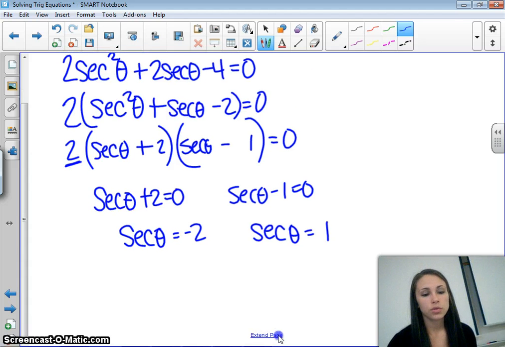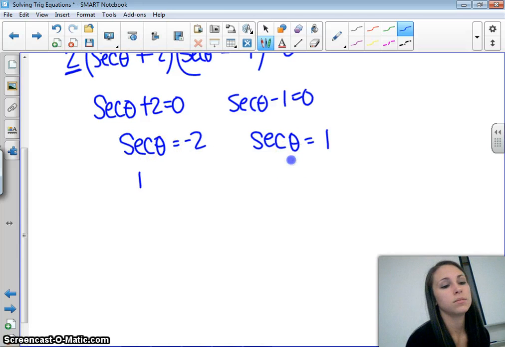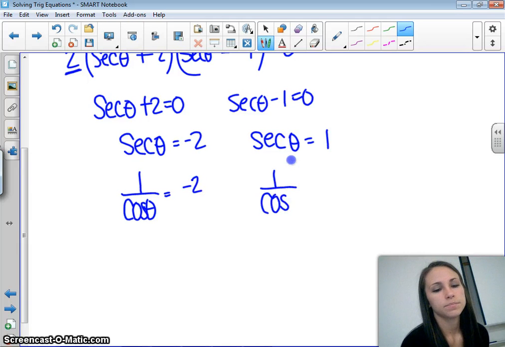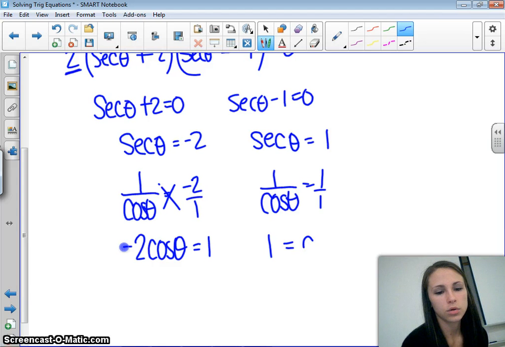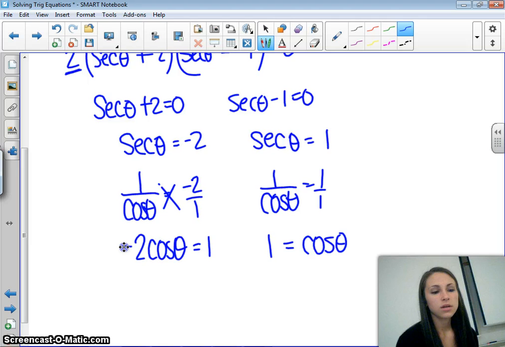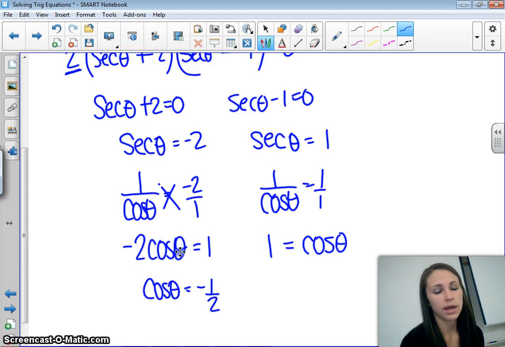Now the easiest way to do these is to change these secants into 1 over cosine. So I'm going to change these into 1 over cosine, and you'll see why in just a second. And if I put these both over 1 and cross multiply, then I'm going to end up with negative 2 cosine equals 1, and then 1 equals cosine. Alright, I'm going to go ahead and solve this left one by dividing by negative 2. So then cosine equals 1 divided by negative 2, which is just negative 1/2. And here cosine equals 1.